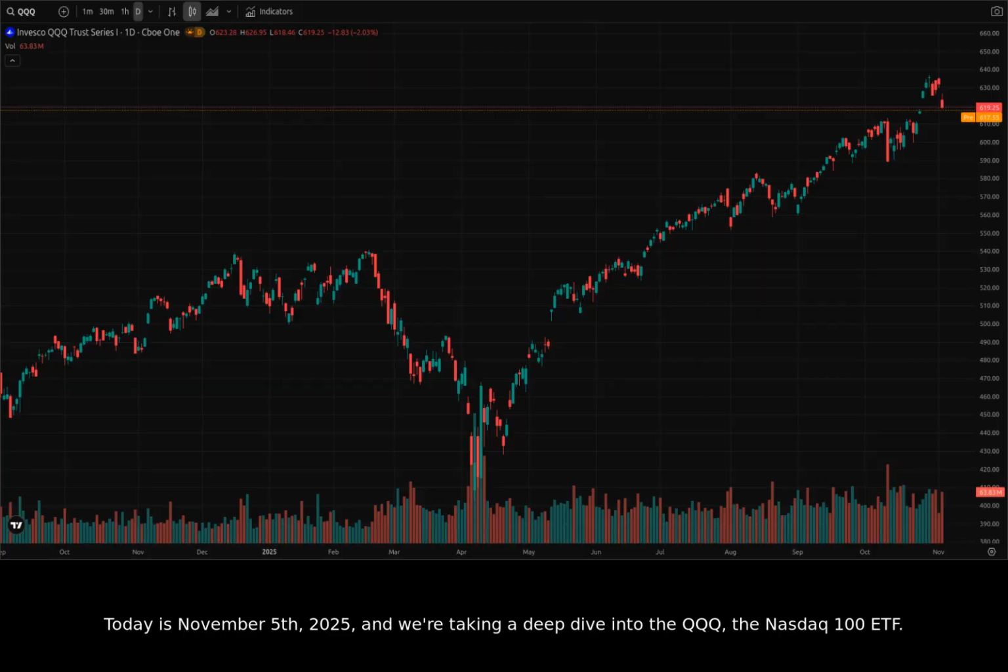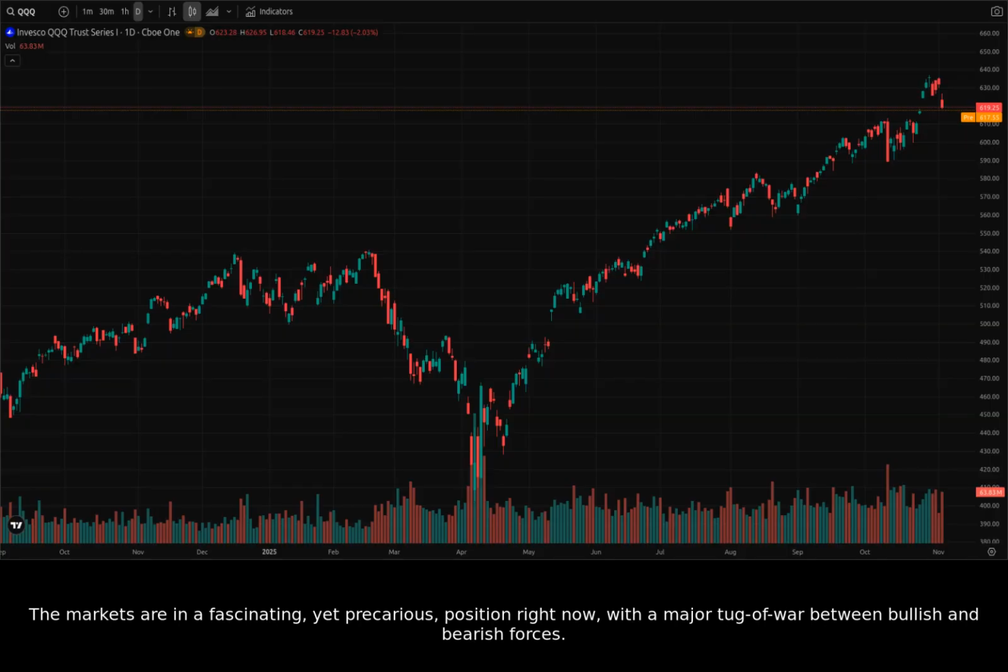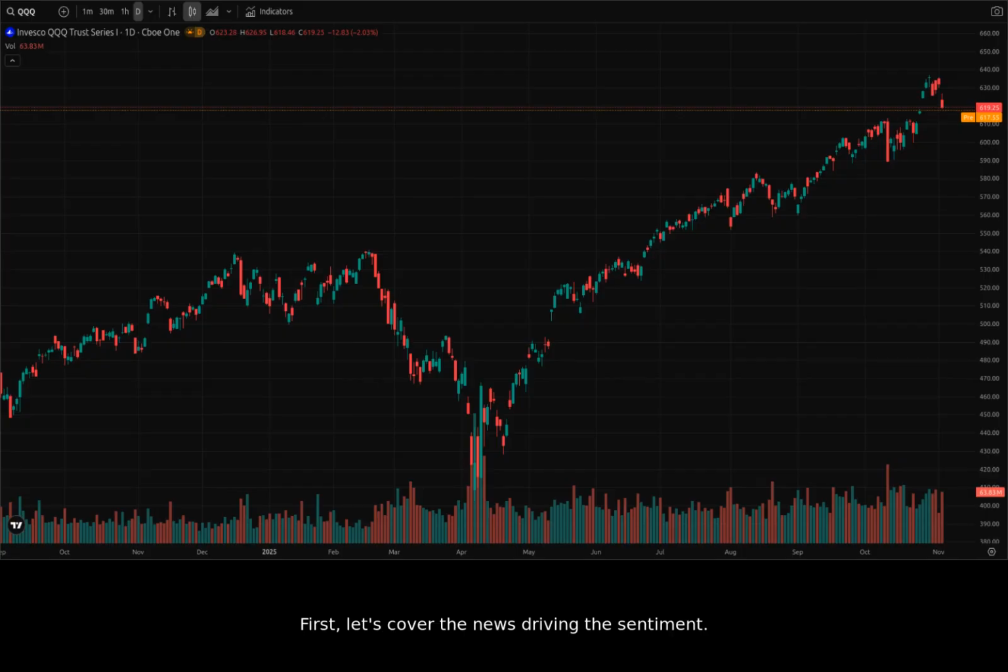Today is November 5th, 2025, and we're taking a deep dive into the QQQ, the Nasdaq 100 ETF. The markets are in a fascinating, yet precarious, position right now, with a major tug-of-war between bullish and bearish forces. First, let's cover the news driving the sentiment.